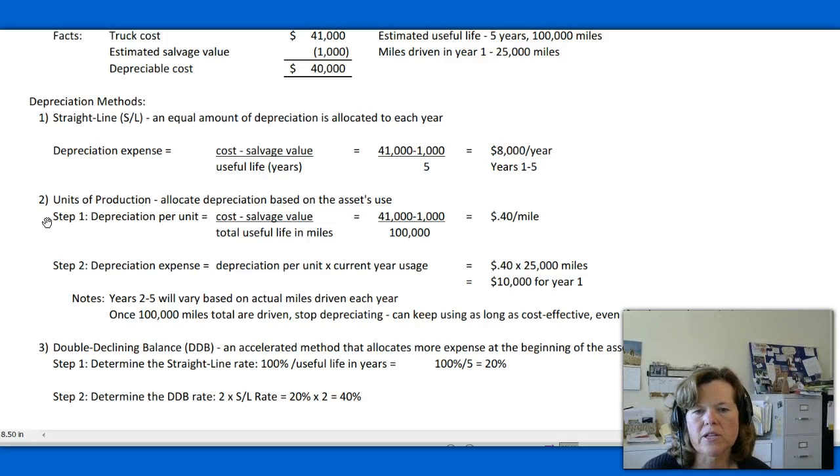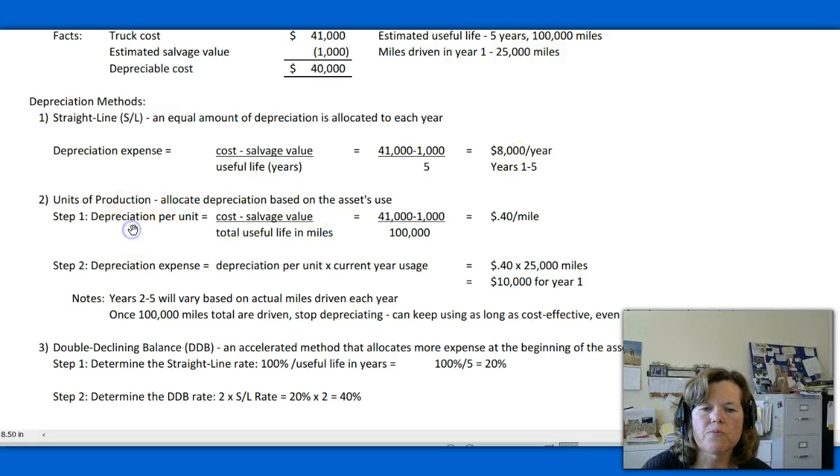So it is kind of a specialized method, but it's very accurate in that if you use an asset a great deal one year and not so much the next, your depreciation expense will follow that pattern. So you'll have high depreciation expense in the first year. It'll be lower in the second year because you didn't use it as much. So in our example here, we're also given that the estimated useful life is 100,000 miles on this vehicle.